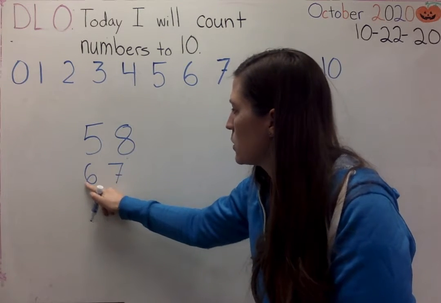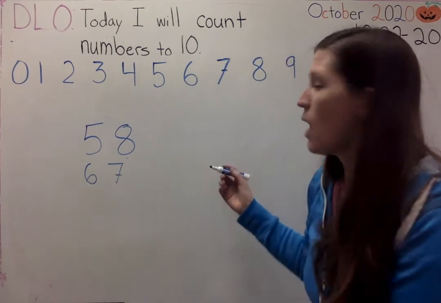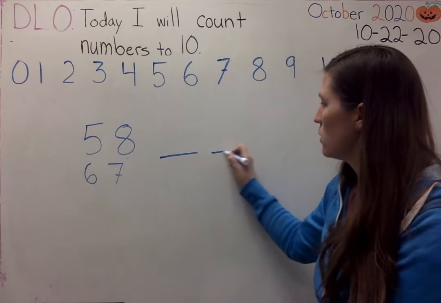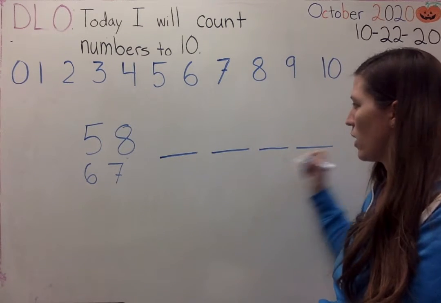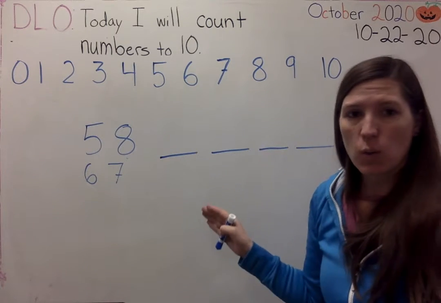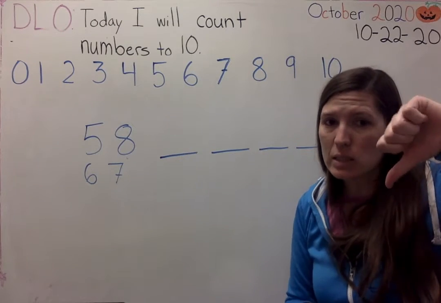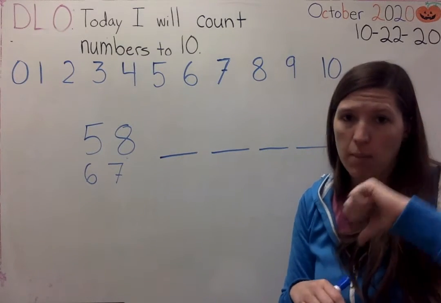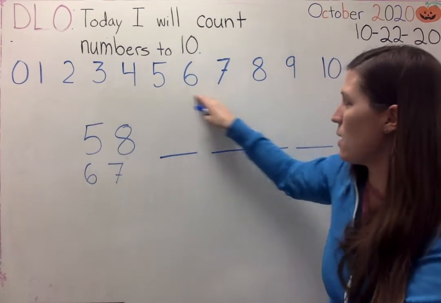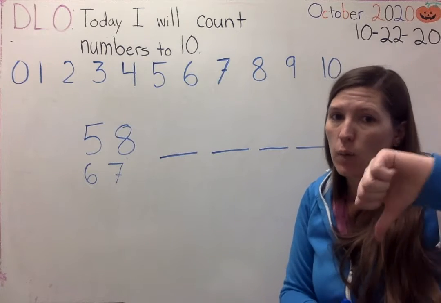So here are my numbers. 5, 8, 6, 7. I need to put them in order. So first I'm going to draw my lines. 1, 2, 3, 4. I have 4 numbers I need to scramble up. When we write them in order, I need to find the number that is least, that is the lowest number. Looking here, I'm going to use my number line to help me find which one is the lowest.